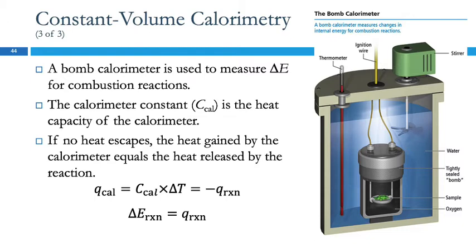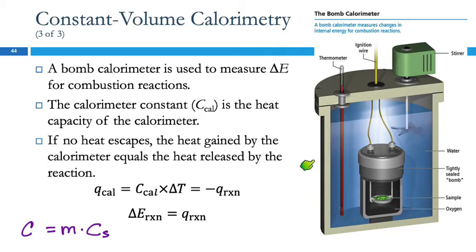So the calorimeter constant is the heat capacity of the calorimeter. So specific heat is equal to the mass times the heat capacity. And so that's really useful. No, I'm sorry, I got that backwards. The heat capacity is the mass times the specific heat capacity. We usually use specific heat capacity because we're using different masses.